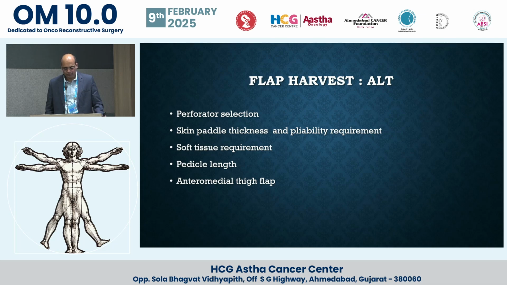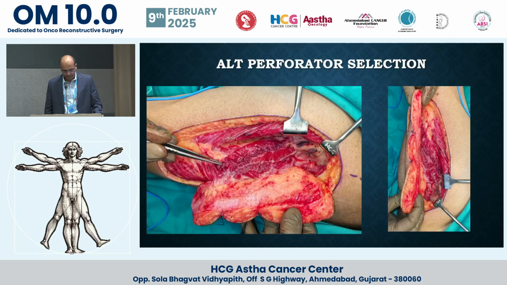The most important thing before we start the harvest is to be clear about the perforator selection. You should know what thickness is required, what the soft tissue requirement is, and the pedicle length. Most of the time for mandible reconstruction, you require around 7 to 8 centimeters, but if you are doing maxilla reconstruction without any mandible involvement, you require around 9 to 10 centimeters of pedicle length.